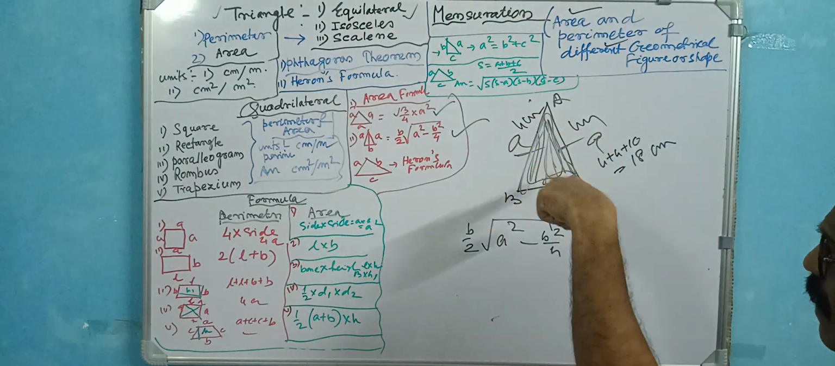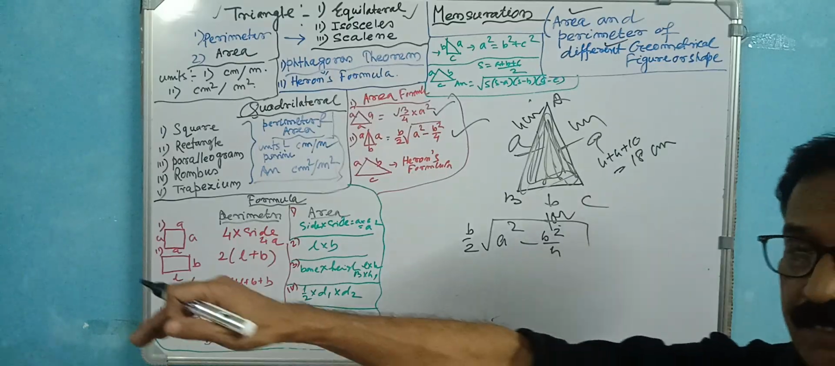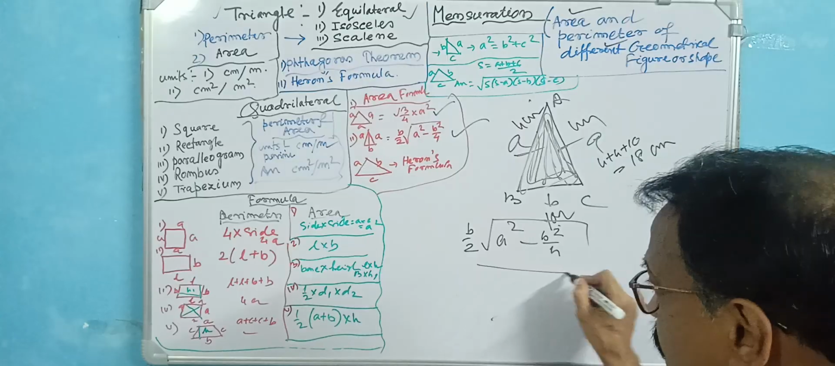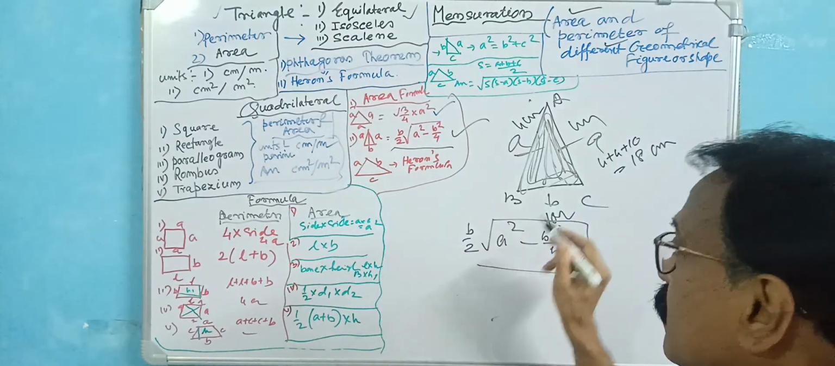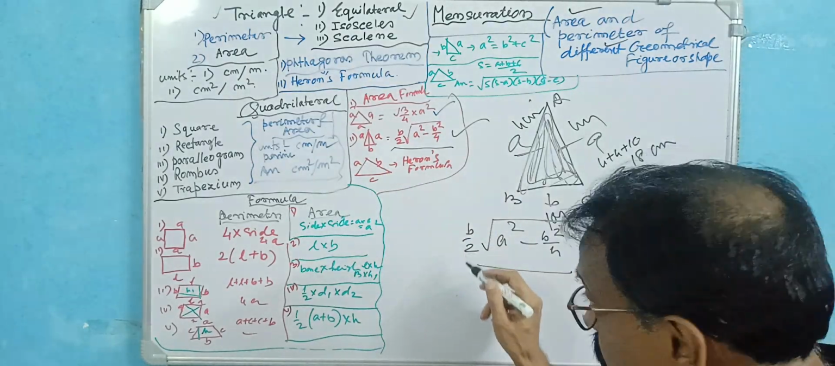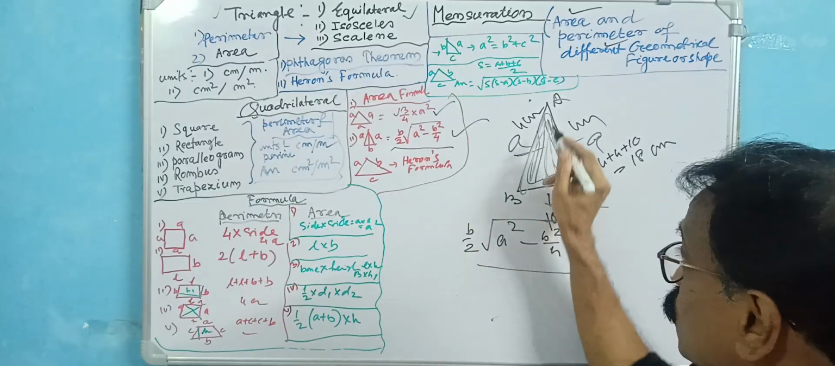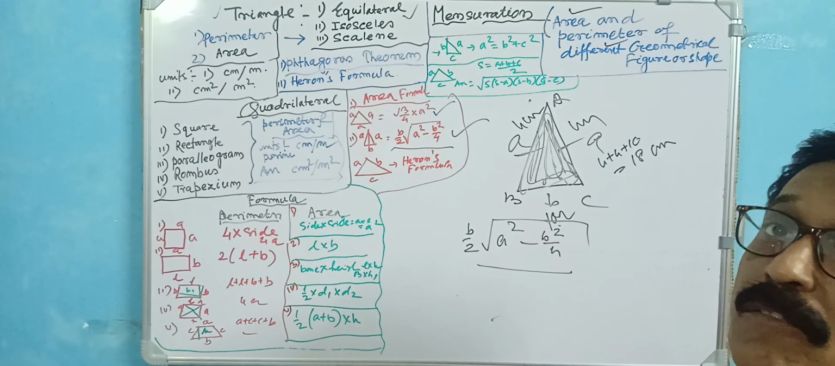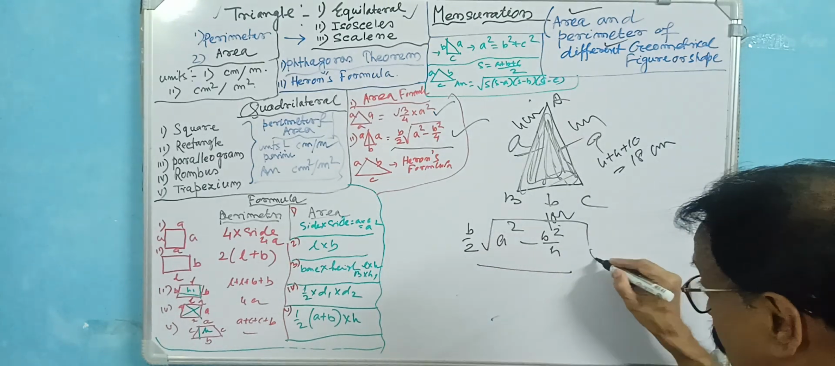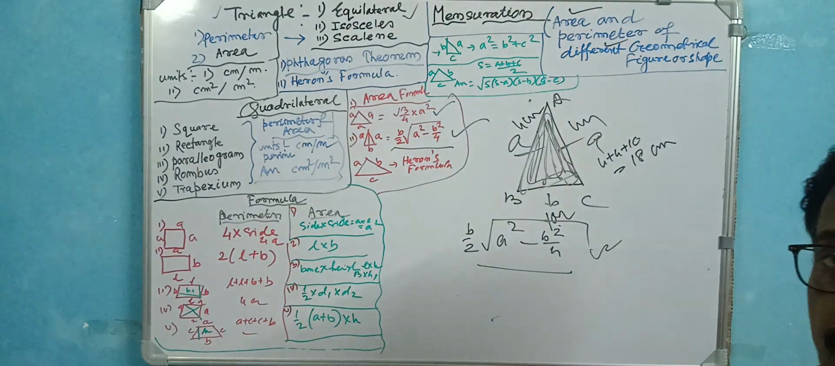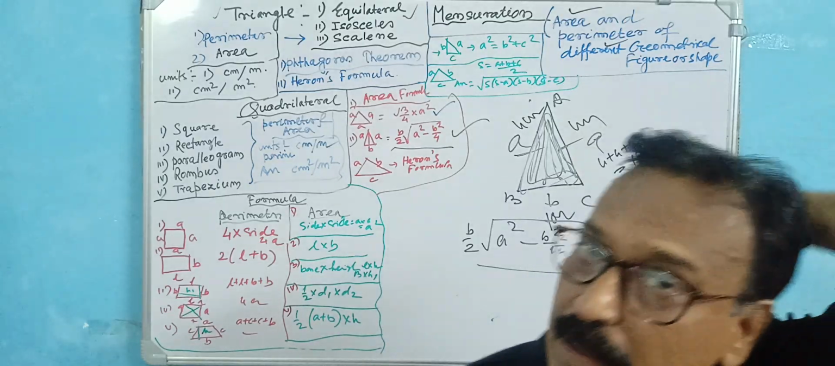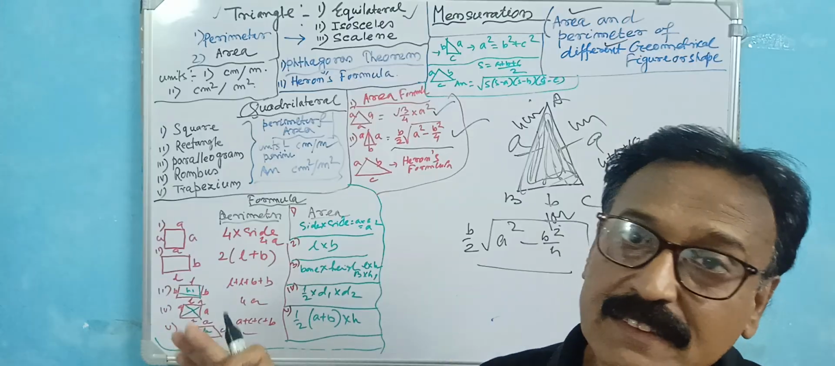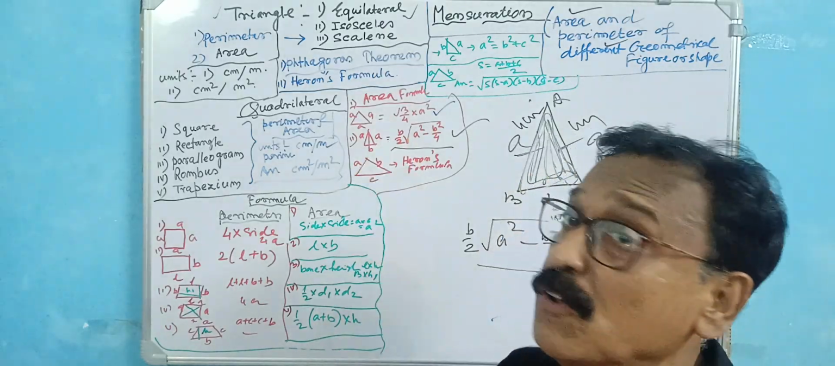Perimeter is this: a plus b also. Okay, just the length, in meter or centimeter. But in case of area, what is the area? You just remember the half base, b by 2, times the root of a square, where a is the common equal side, minus b square by 4. That is the formula. For that reason, write down all the formulas. First, in solving mensuration, the concept must be clear, the geometrical figure idea is clear, and the formula you remember. Okay.